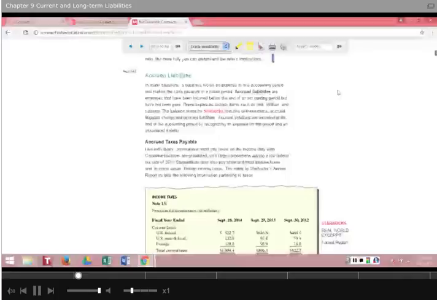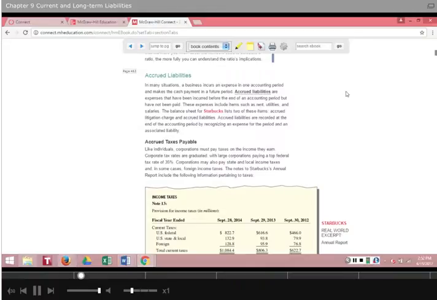We also have accrued liabilities. These are obligations because we've incurred some expense, but it's not yet paid at the end of the accounting period. We saw in Chapter 4 that typically it could be things like rent, utilities, salaries, and wages.